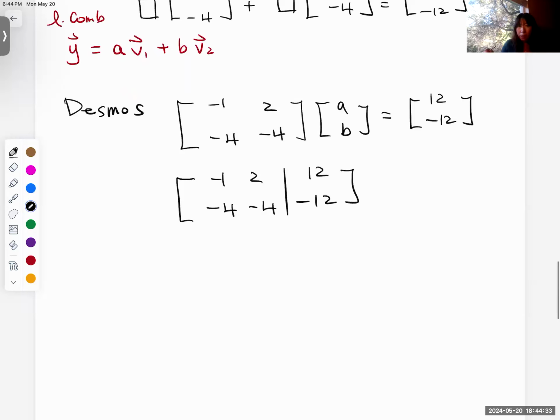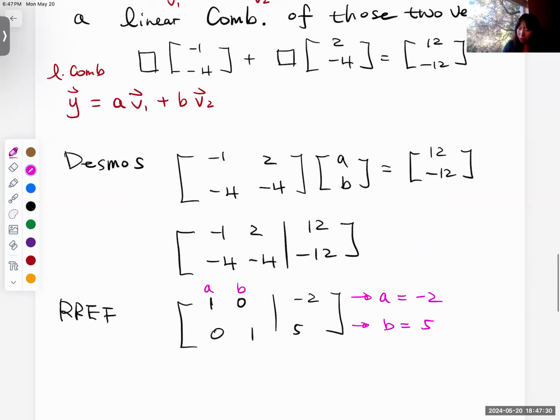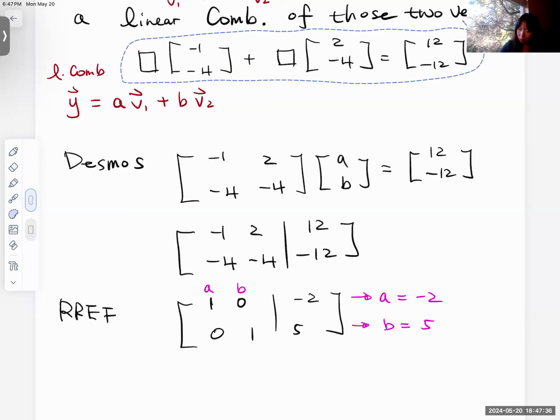Can you please calculate? So we have 1, 0, -2. And 0, 1, +5. Okay, so this means A, B, right? So A equal to -2. This means B equal to +5, right? Okay, so then the answer is, okay.